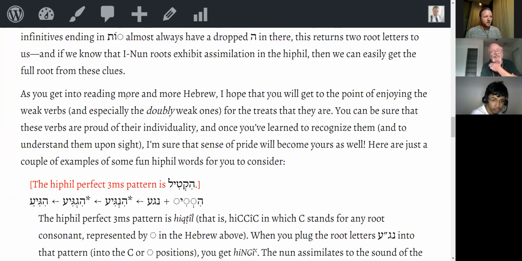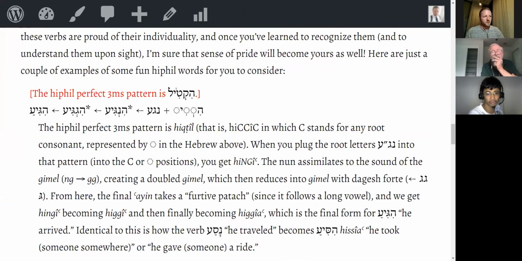So I actually go through the pattern here. The hifil perfect third masculine singular pattern is hiktil, that's the pattern. Here I've got the pattern laid out, where with each of these circles you'd replace the circle with a root letter. So if you have this root, naga, which is to touch, when you put it in the hifil, it means to arrive. You've got the ayin on the end, which is guttural. You've got the nun in the beginning, which tends to disappear when it's up against another consonant. So it's he, then nu, and then gimel with yod and ayin, it becomes hingia, where the nun assimilates because it doesn't like to be up against it, and you get higia, and then it reduces to a dagesh chazak and becomes higia.